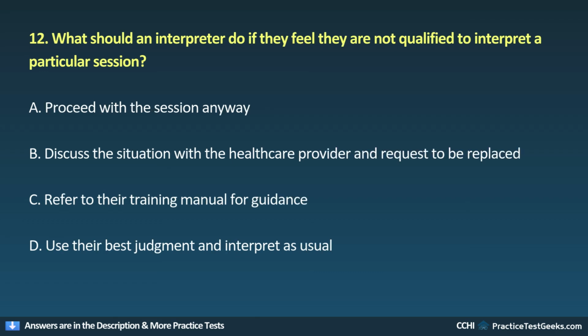12. What should an interpreter do if they feel they are not qualified to interpret a particular session? A. Proceed with the session anyway. B. Discuss the situation with the healthcare provider and request to be replaced. C. Refer to their training manual for guidance. D. Use their best judgment and interpret as usual.